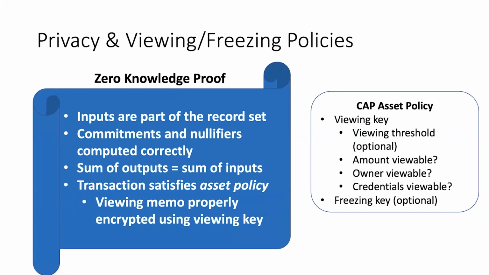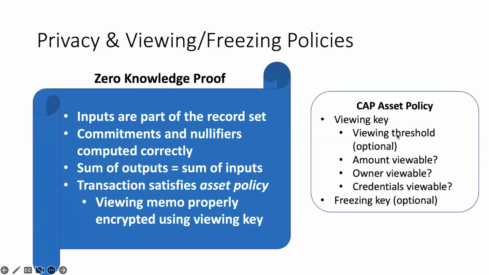It optionally specifies a viewing threshold, which says that the details of this transaction need to be encrypted under this viewing key only if the amount being transferred is over $1,000, for example. It will specify whether the amount should be viewable to the person who holds the viewing key. It should specify whether the owner should be viewable, and it should specify whether the credentials should be viewable or not. And this can also include which credentials. So you can represent the credential as a vector of attributes, and it would be basically a bit vector saying which attributes should be viewable to the holder of the view key. And finally, it says whether there is a freezing key or not, and I'll explain freezing next.